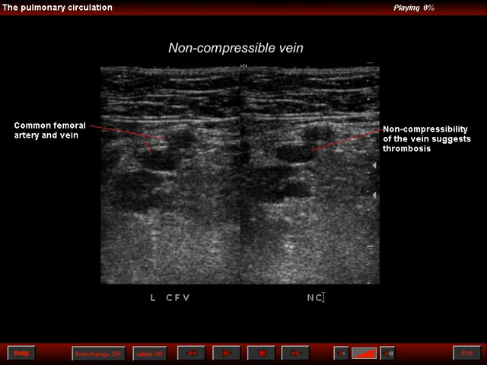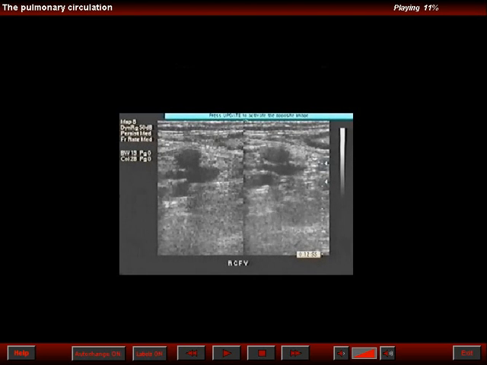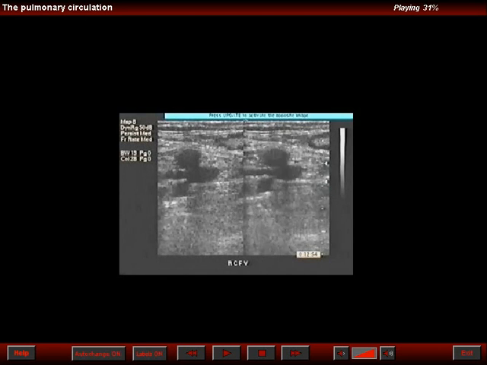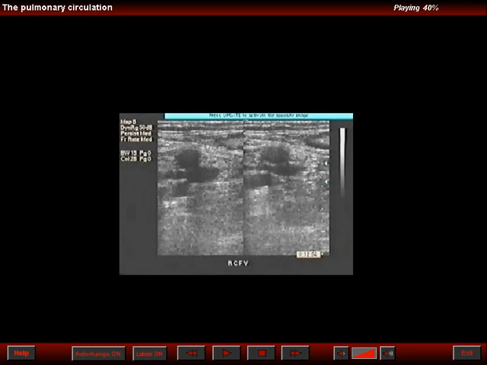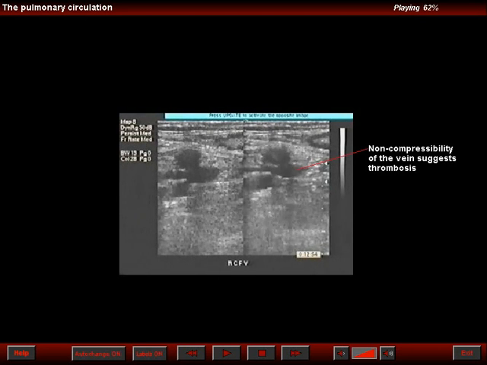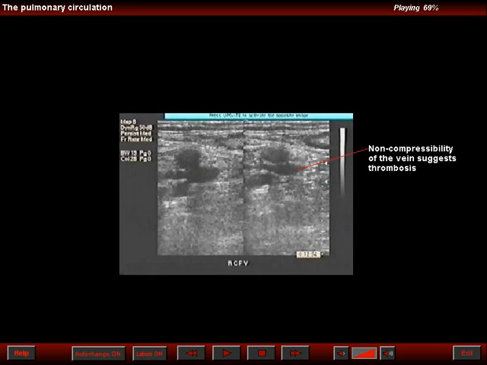The findings in venous thrombosis are illustrated on the right side of the image. Note the similarity of both, because on the right side the vein fails to collapse upon compression. The static image to your left shows the distended vein. On your right, you can see from the dynamic study the lack of compressibility of the vein, suggestive of thrombosis.